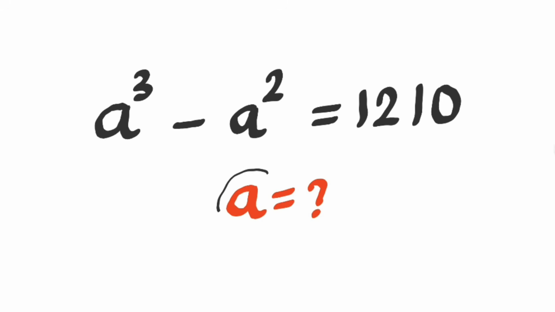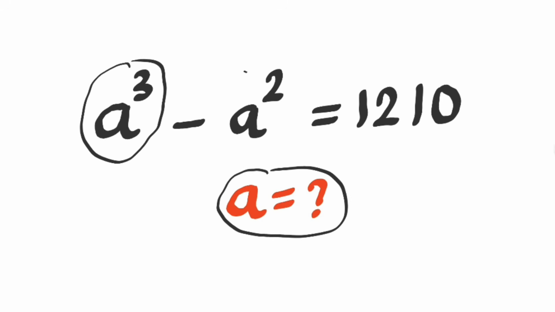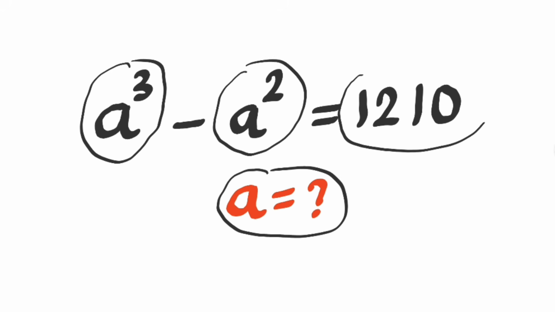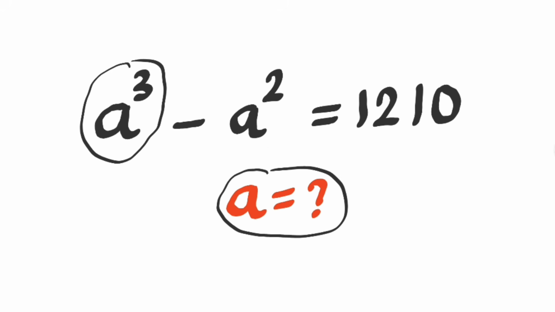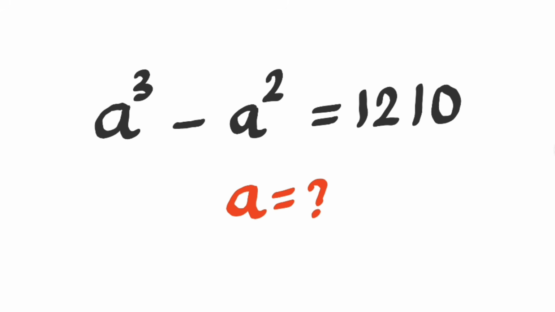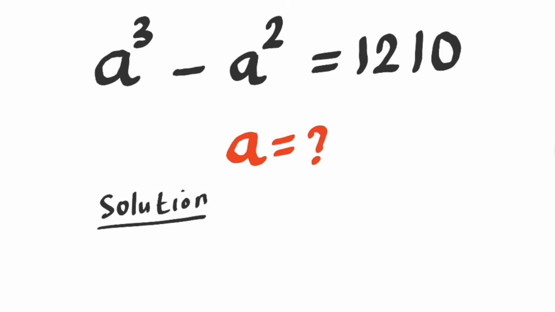Let us solve for a in this equation. A raised to power 3 minus a square is equal to 1210. The given equation is a raised to power 3 minus a square is equal to 1210.